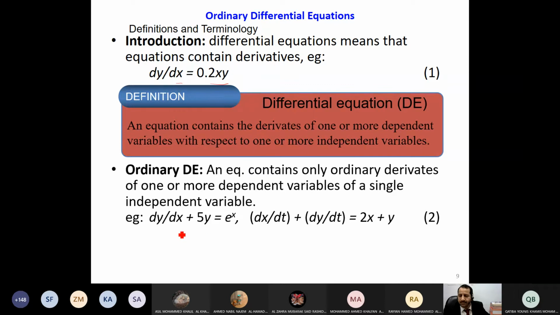Now, sometimes y is a function of only one independent variable, as an example here, y is a function of x. Sometimes there is more than one variable with one independent variable. As an example, x and y, both of them functions of t. So we differentiate them.